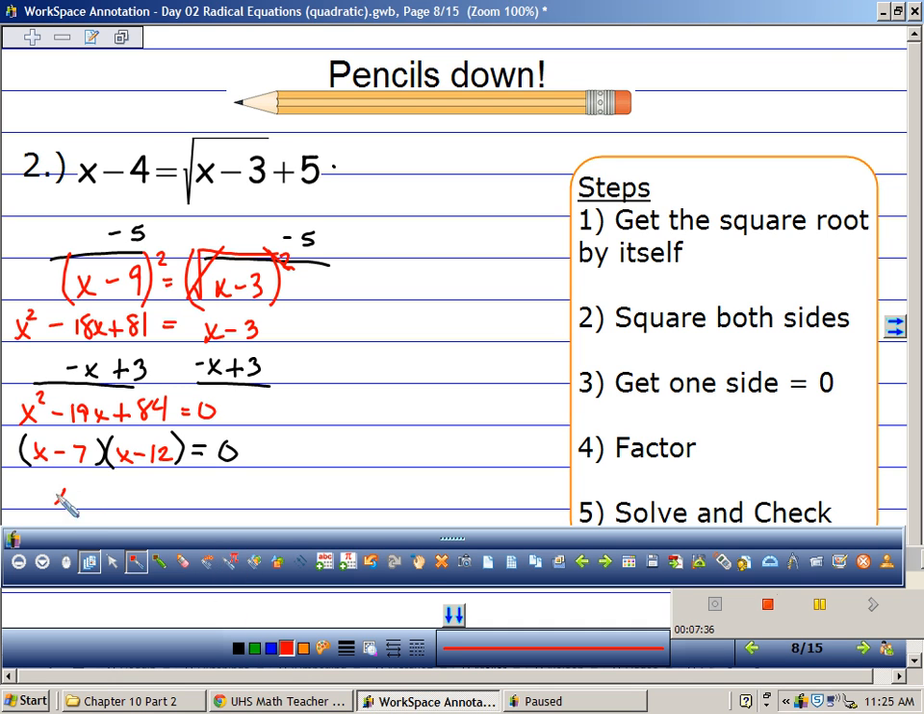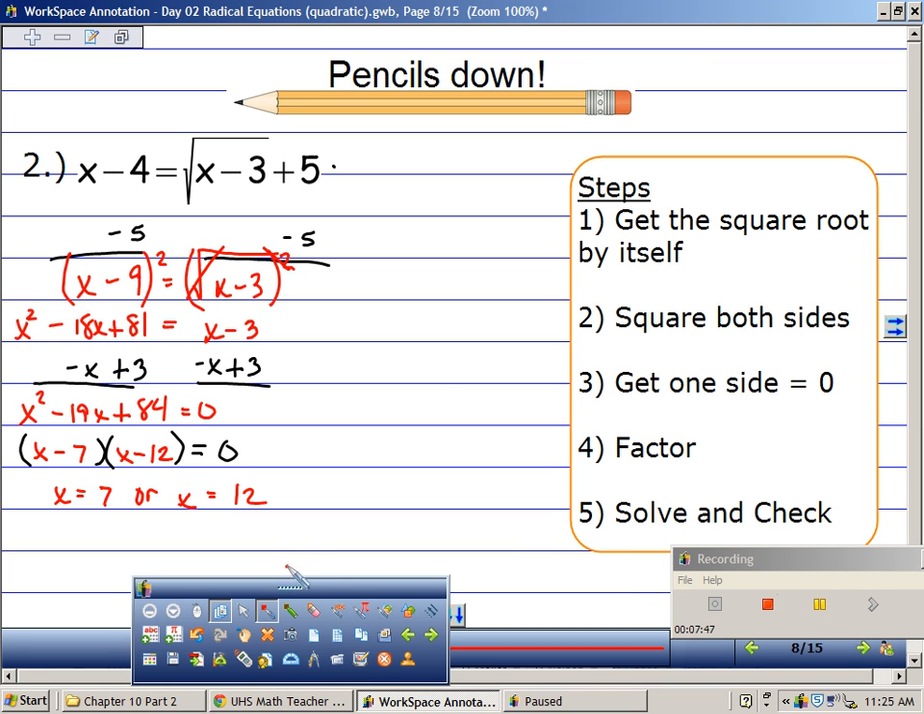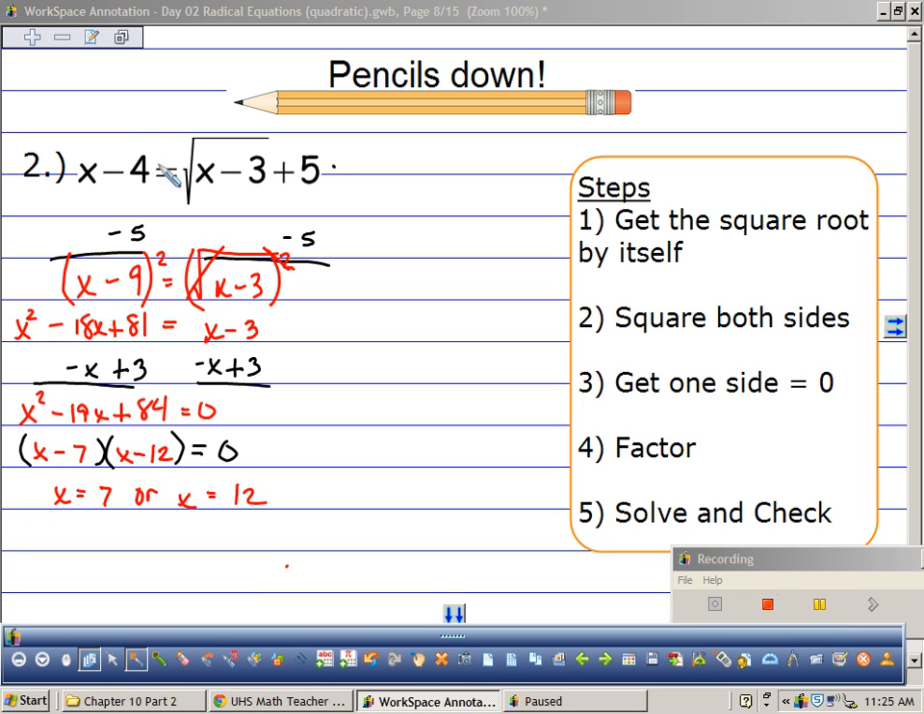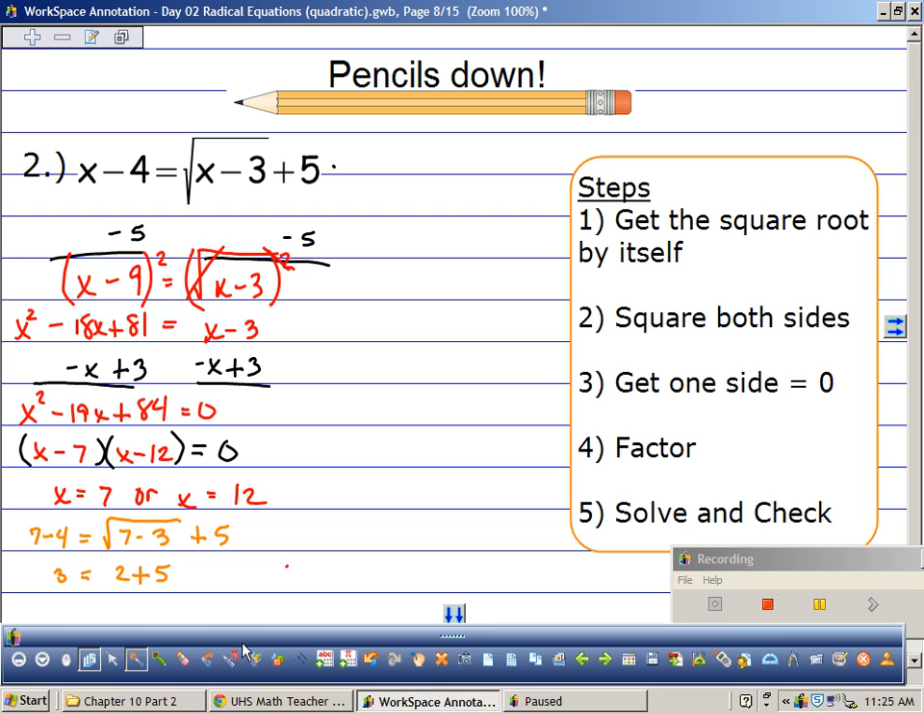I'm going to skip a step here. That means x is either equal to 7 or x is equal to 12. I'm going to check it real quick. So if x were 7 in this original equation, I would have 7 minus 4 equals the square root of 7 minus 3 plus 5. 7 minus 4 is 3. 7 minus 3 is 4. The square root of 4 is 2. 2 plus 5 is not 3. This doesn't work.